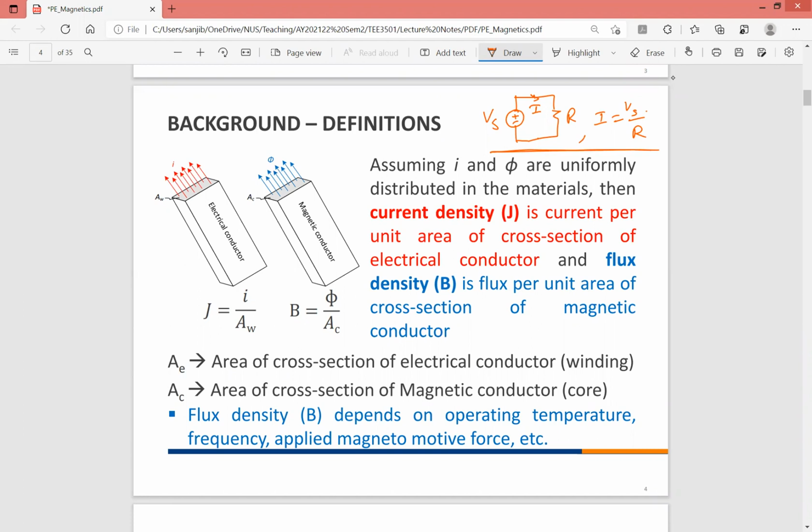We have some definitions here. In an electrical conductor, if current is flowing, then we can define one more term, which is called current density, right? Current divided by the cross-section area is called the current density. Similarly, in a magnetic circuit where the flux is there, we can define a term called flux density. So we can see that flux and current are actually related, that the electrical current is related to magnetic flux in these two circuits.